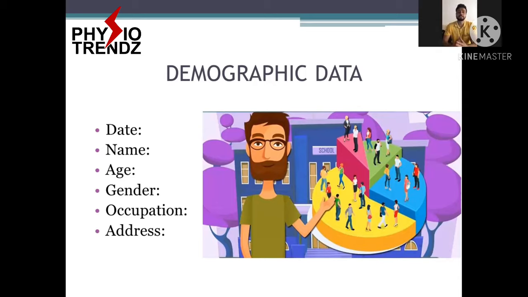This information is required to address the patient. The third is age of the patient, just to identify and rule out age-related conditions of that patient. We take age, then gender-specific conditions, so that certain conditions are more common in female candidates, certain conditions more common in male candidates. So to identify that, we take this gender-specific information in demographic data.